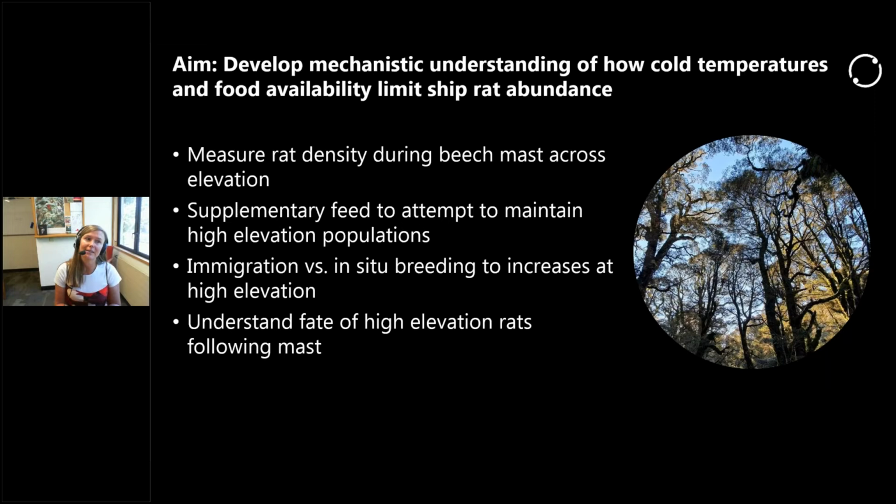We wanted to understand how these rats got to be in the high elevation forest in the first place. Was it this upwelling of rats from down lower, or was it in situ breeding from very low density populations? And finally, we wanted to know what happens to these rats in high elevation forests once the mast finishes. Do they die up there, or do they go down slope? So where do you go to answer these questions?